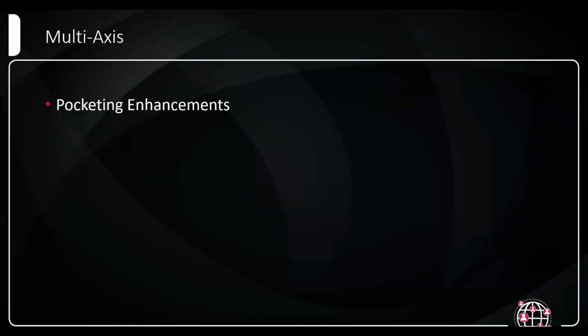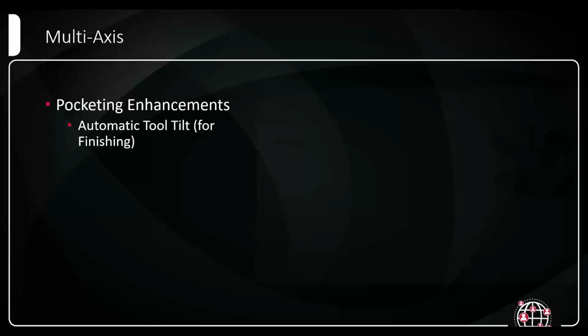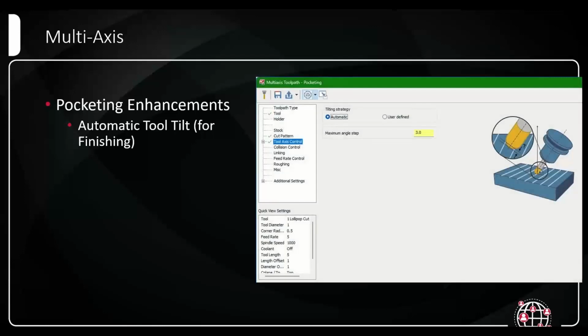So as almost every year, we've done a bit of enhancements to the pocketing toolpath. This year, we've added an automatic tool tilt for finishing. So when you're going with a finishing path on the pocketing toolpath in multi-axis, you now have an automatic method instead of having to define what the tilt's going to be at all times. So essentially giving Mastercam the wheel and saying, hey, figure out what would be a good tilt to cut these features.